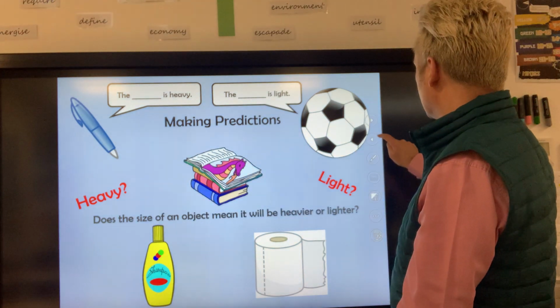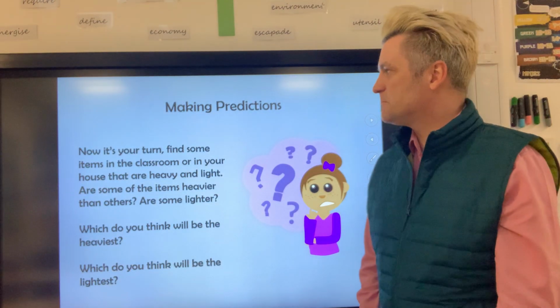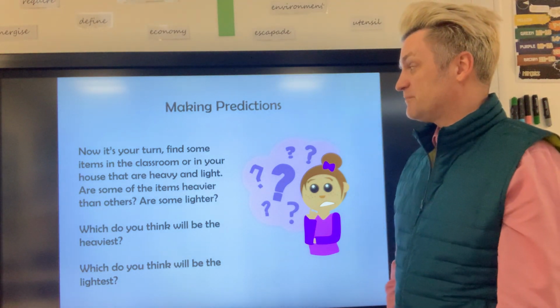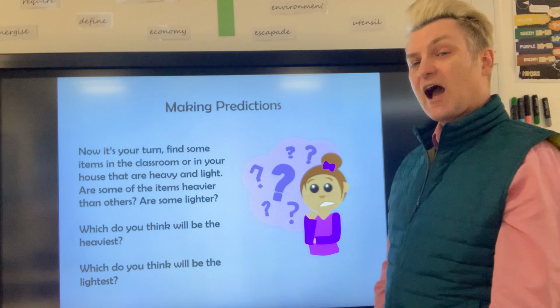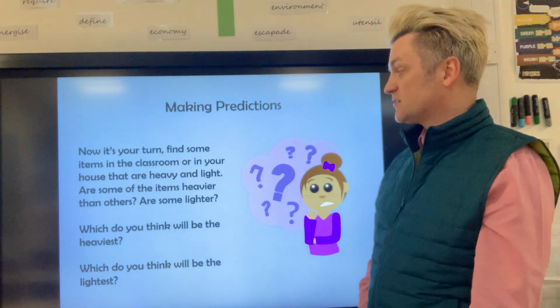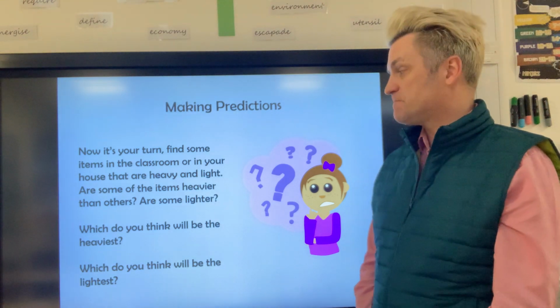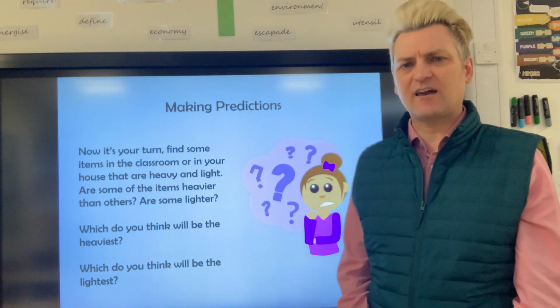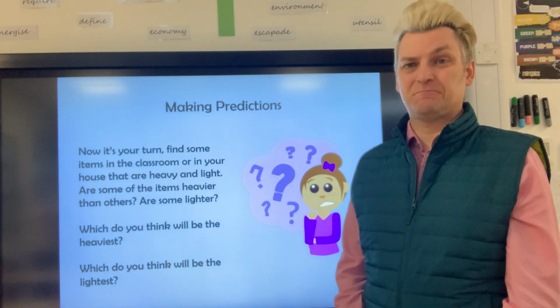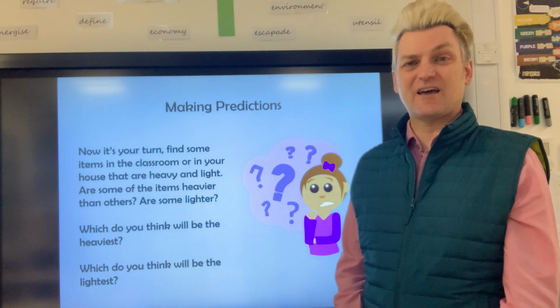Now, the last thing, all right? You're going to go around your house or in the classroom, all right, looking for heavy things. And I also want you to think about, is something heavier than something else? Or are they lighter? And what's the heaviest thing that you can find in your house? And what's the lightest thing? So they're your jobs for today.